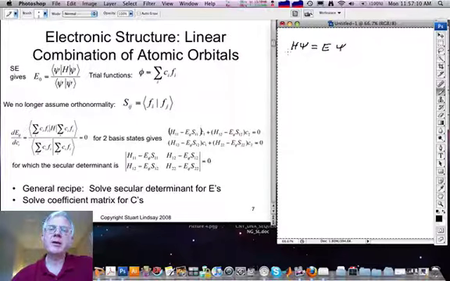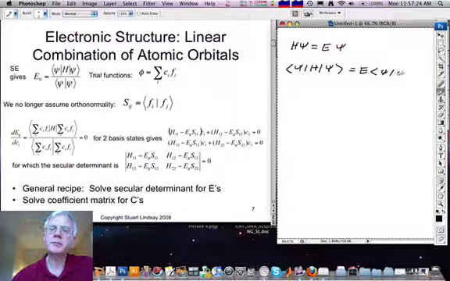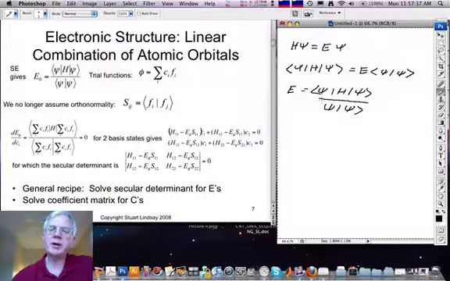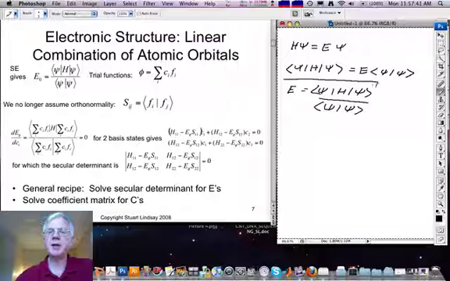So multiplying this equation from the left by psi star using the Dirac notation and integrating, we can solve for E. Now this is strictly a correct expression, but not very useful at this point.